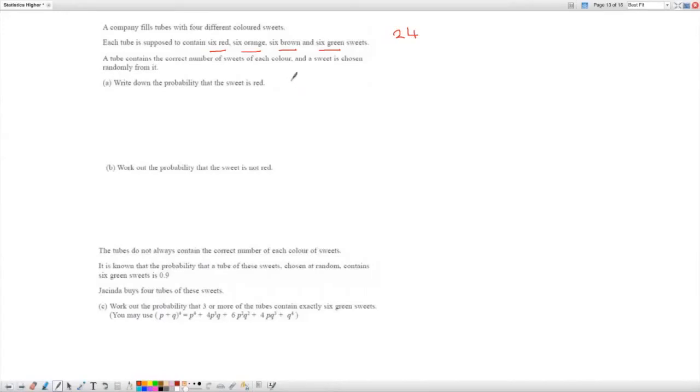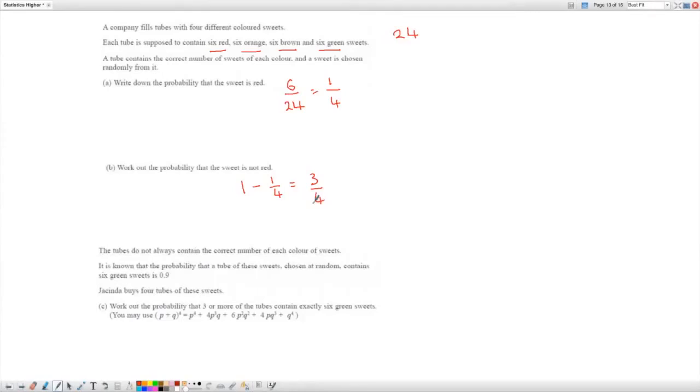So how many reds? 6 out of the total 24, which we can simplify to 1 over 4. We're then asked to work out the probability the sweet is not red. To do the probability of it not being, we take away the probability that it is from 1. So here we have 3 over 4.